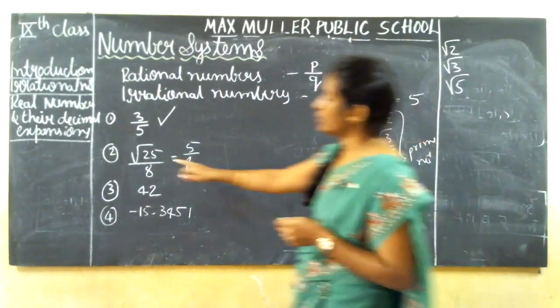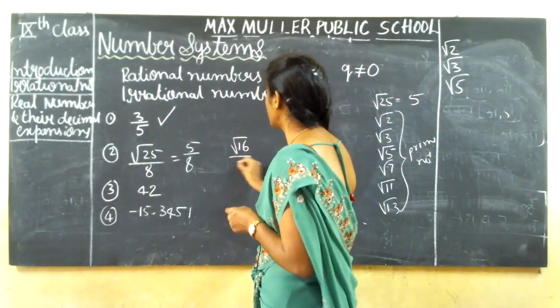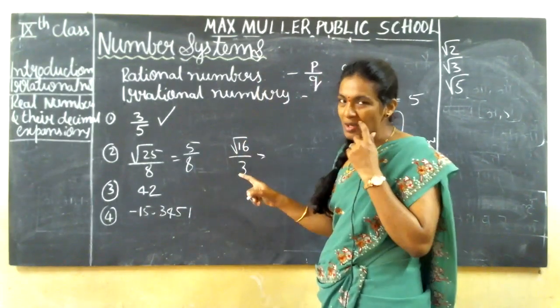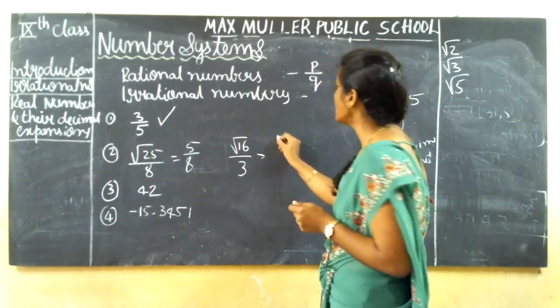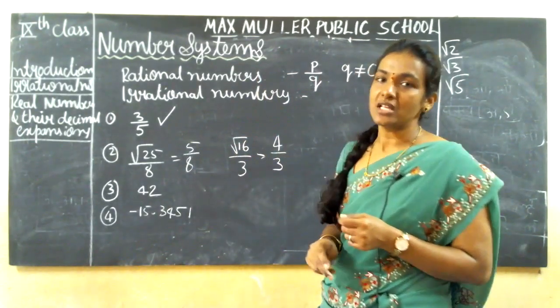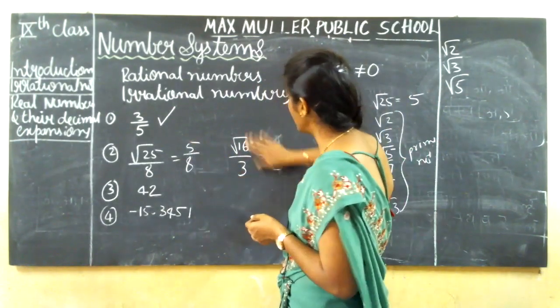Okay, so here root 25, and we can take another example like root 16 by 3. Yes, this is also a rational number. Can you tell me, guys, is this a rational number? Yes, because 16 is a perfect square number. So it is 4 by 3, and 4 by 3 is a rational number. Isn't it? So this is also a rational number.